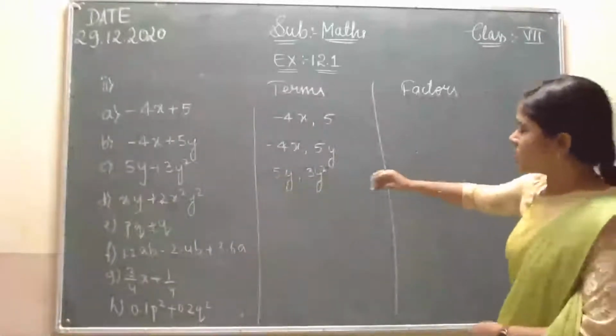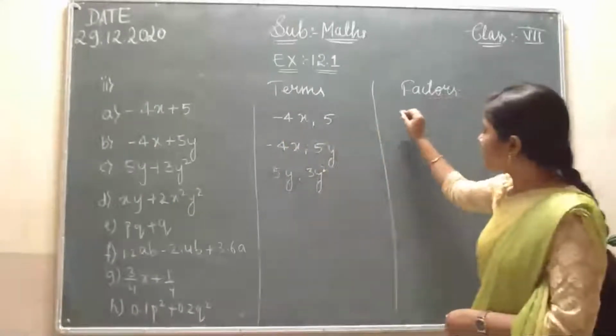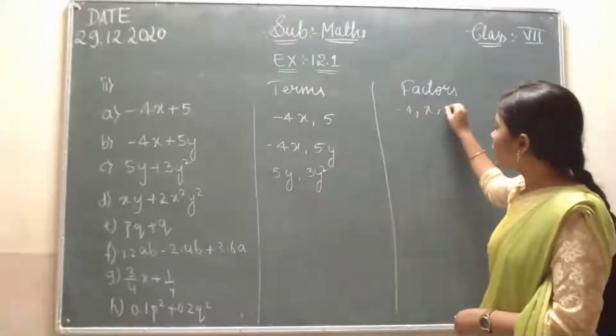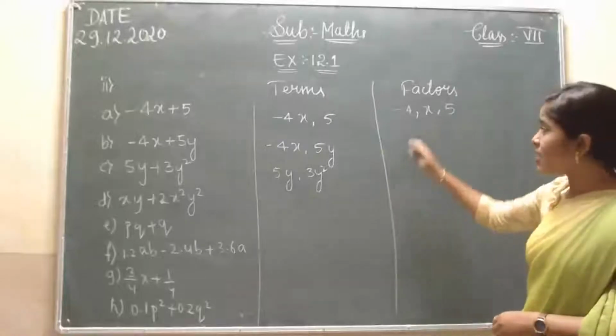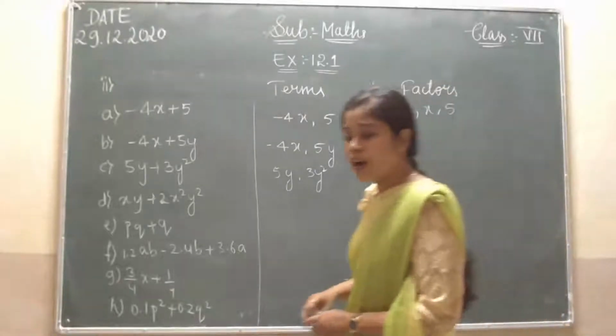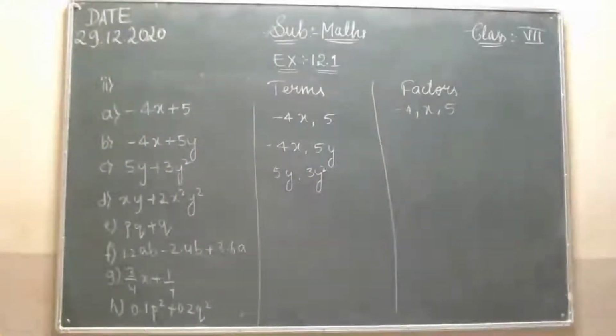Next here, factors. Factors means, see here, one term. We have to take this minus 4, comma, x, comma, 5. So these are the factors. Minus 4, x, 5. We have to separate all variables and constants. Okay. Understood? Next one.